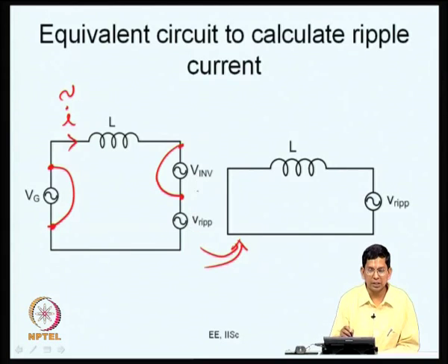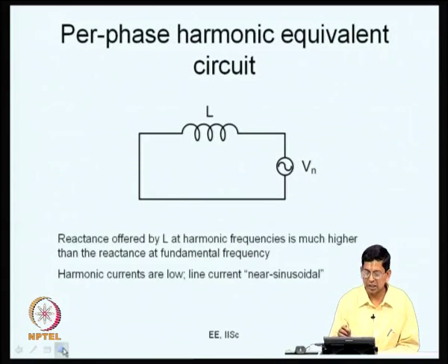Again, the inverter voltage has a fundamental component and the ripple component. The fundamental component does not influence the ripple current flow. So, to study the ripple current, we can have this as the equivalent circuit now. This ripple is basically the sum of all harmonic currents. Let us say Vn is the nth harmonic voltage. By nth harmonic, we mean the harmonic frequency is n times the fundamental frequency.